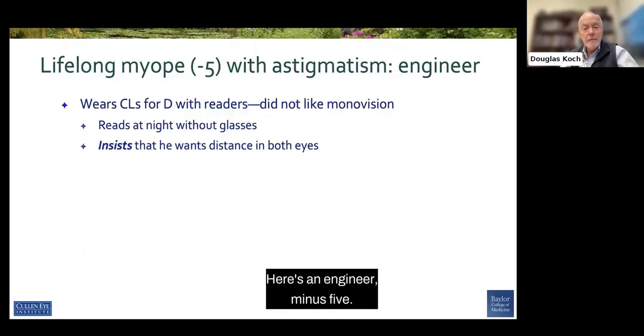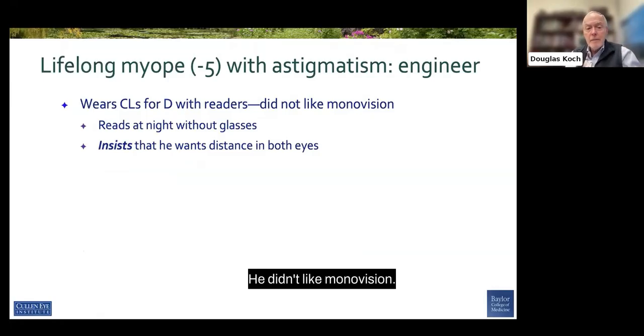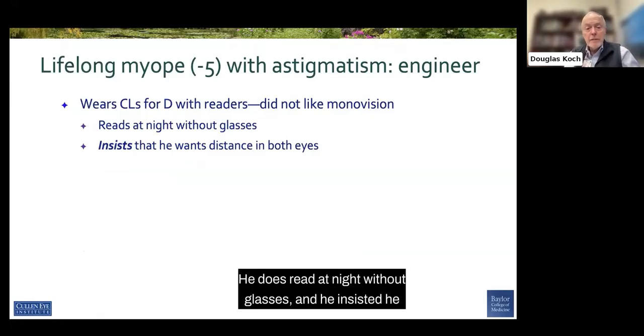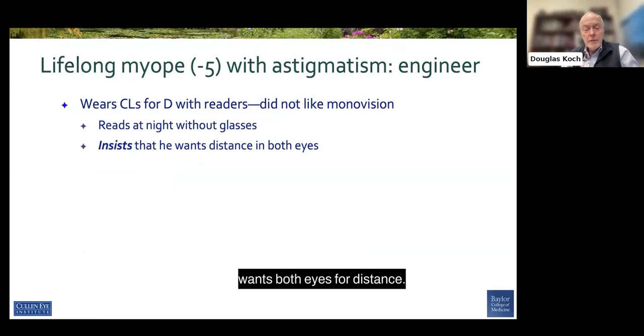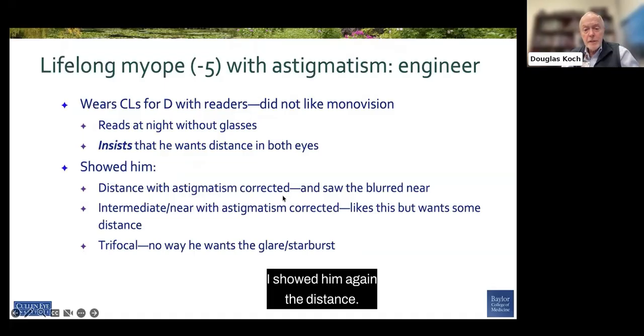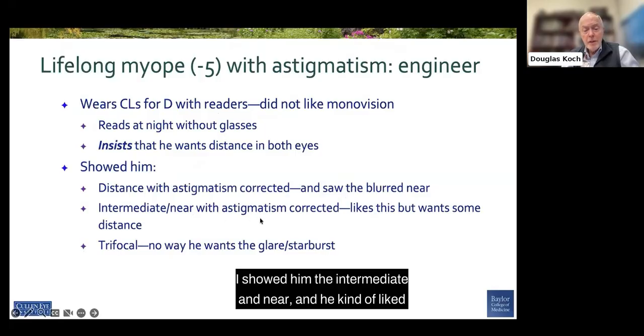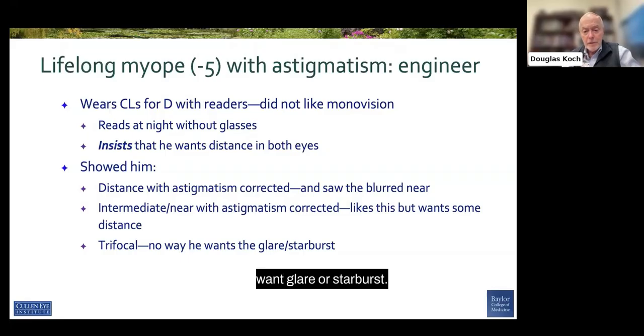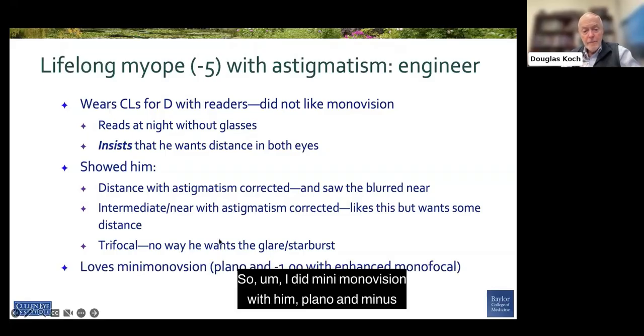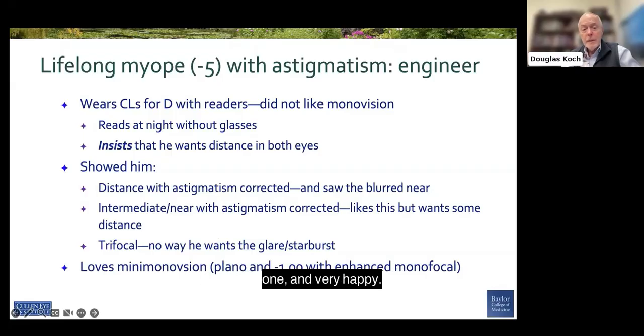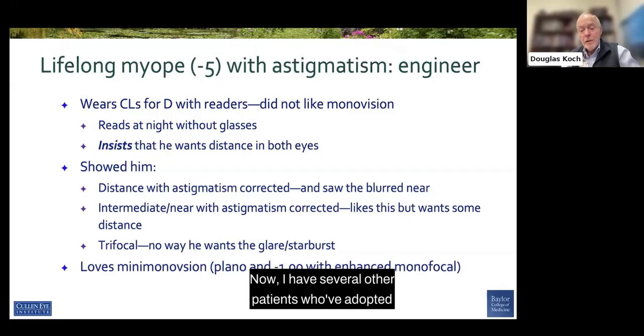Here's an engineer, -5. He wears contact lenses for distance. He didn't like monovision. He does read at night without glasses, and he insisted he wants both eyes for distance. I showed him again the distance. He saw the blurred near, like he saw with his contacts. I showed him the intermediate and near, and he kind of liked that, but he still wanted some distance. Didn't want glare starburst. So I did mini monovision with him, plano and -1, and very happy. Now, I have several other patients who've adopted trifocals, because it sounds like nobody wants to do trifocals, but I wanted to show you some of the nuances of other refractive combinations.